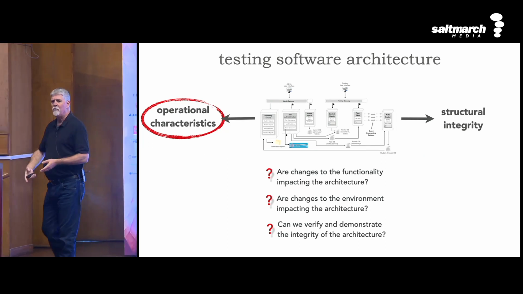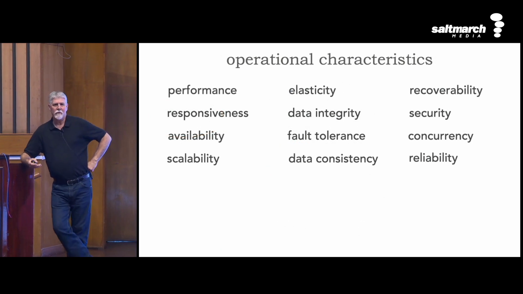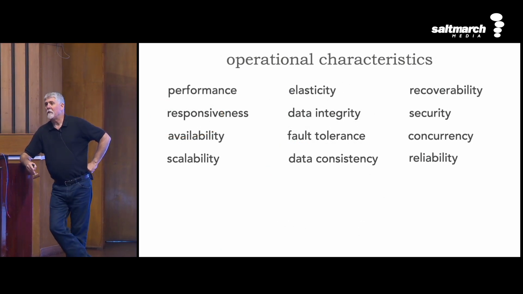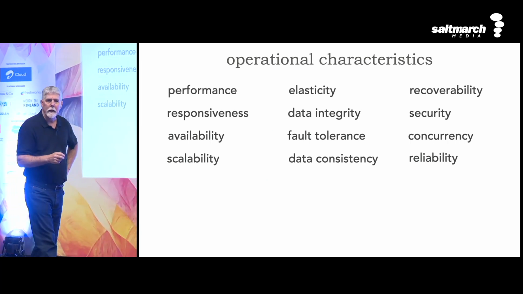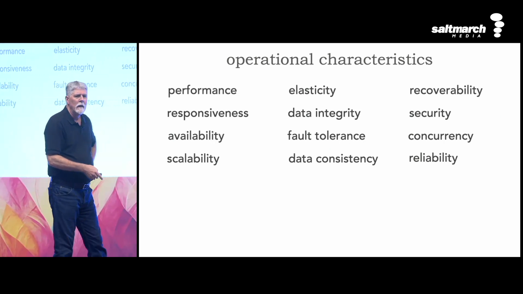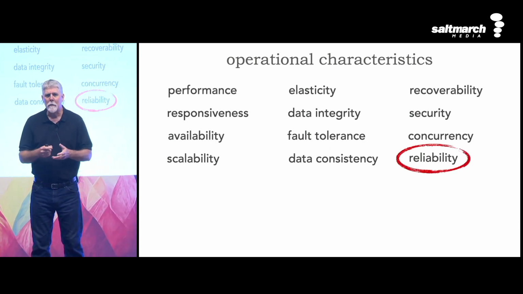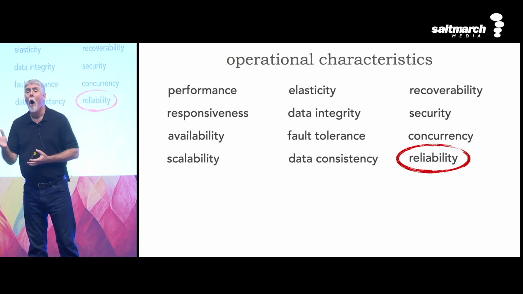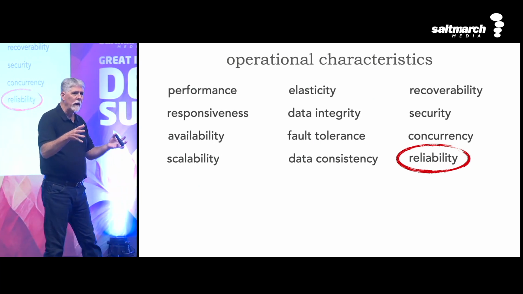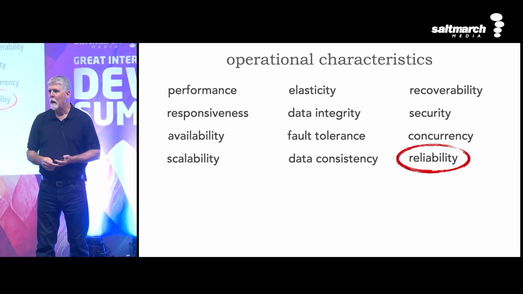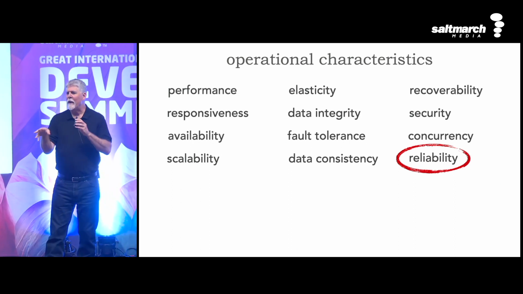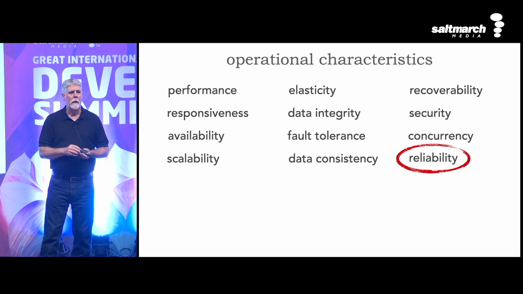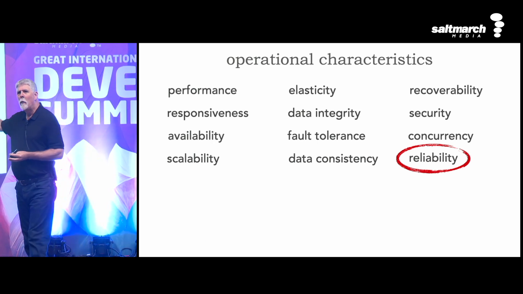Now, when I say operational characteristics, I'm really talking about these kind of things. Things like performance, responsiveness. Is it secure? Can we demonstrate recoverability, elasticity, data integrity? Is the system reliable? We could test and verify all of these things to see if the architecture is structurally sound. Interesting, though, I think we can all agree we can find ways of testing performance. How do you test reliability?